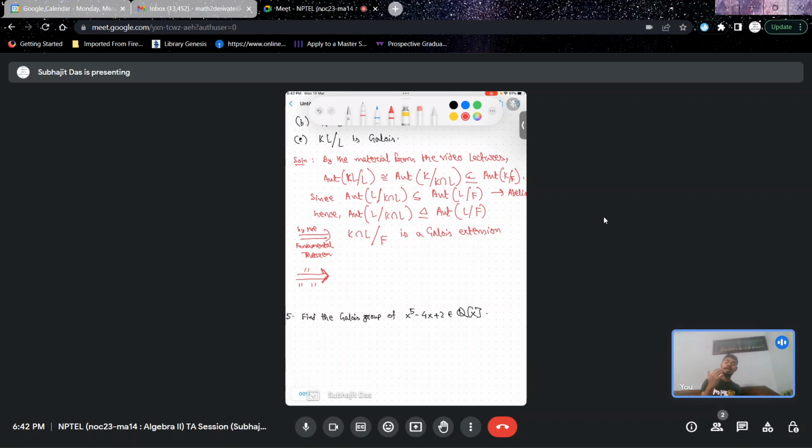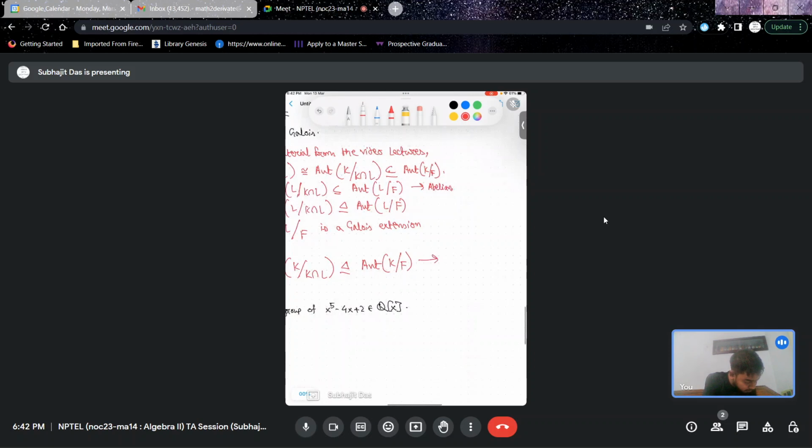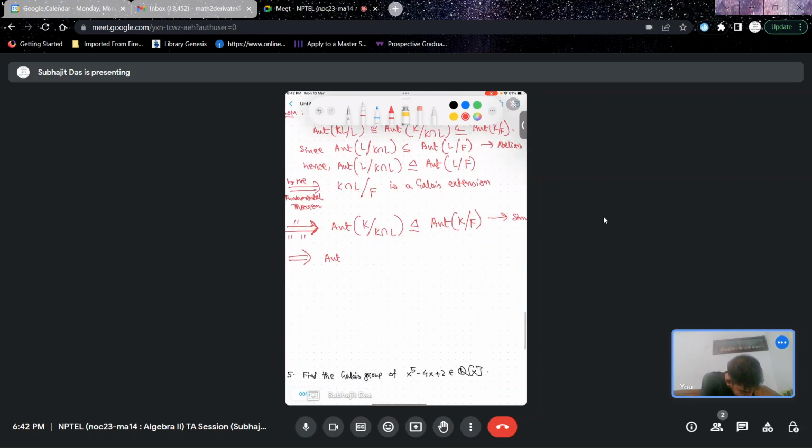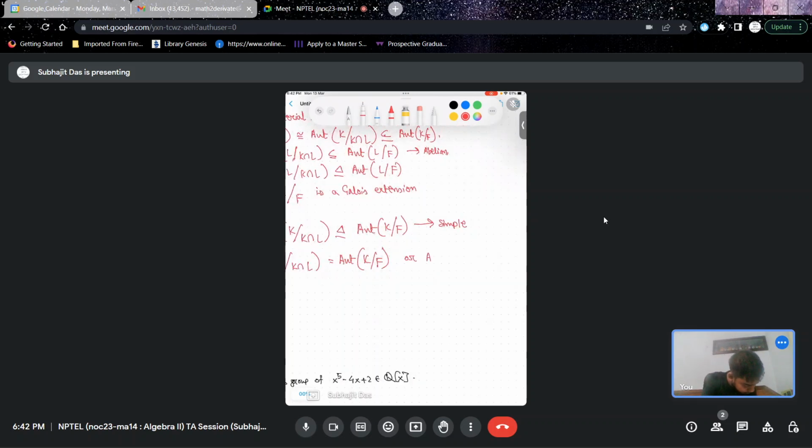hence the Galois group of K over K intersection L is a normal subgroup of the Galois group of K over F. Okay, so Aut K over K intersection L is a normal subgroup of Aut K over F, right? But this group was given to be simple, right? Which implies that Aut K over K intersection L is either equal to Aut K over F, or Aut K over K intersection L is equal to the trivial group.